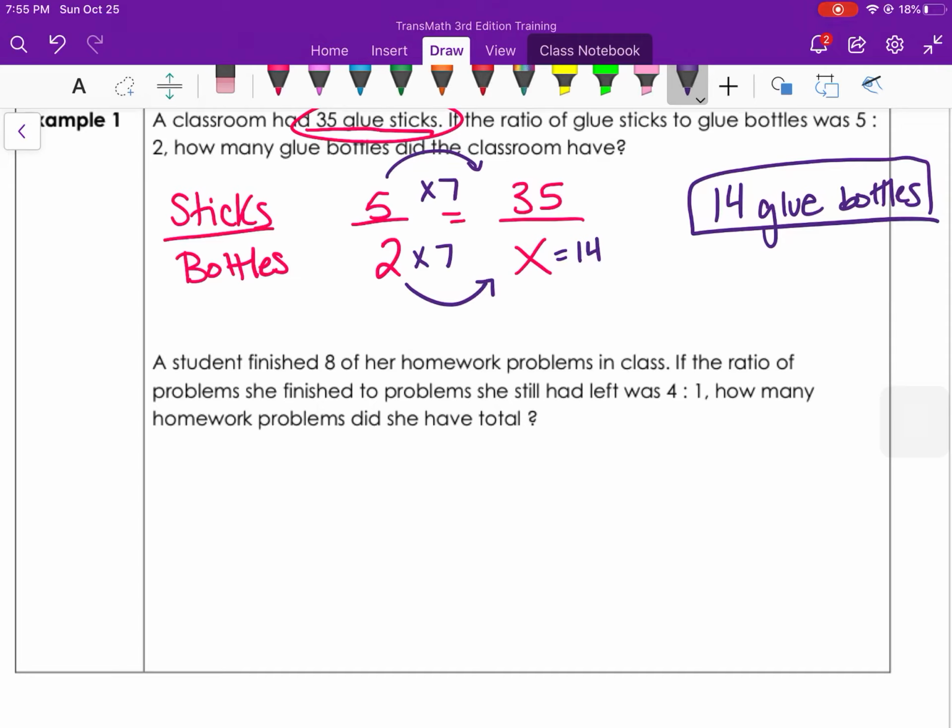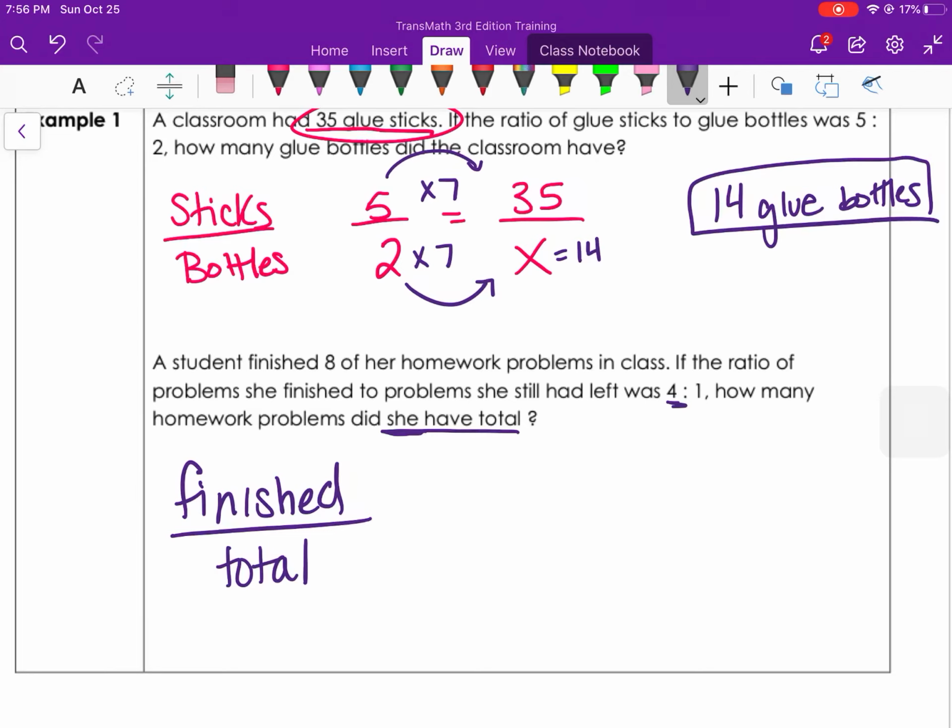A student finished 8 of her homework problems in class. The ratio of problems she finished to problems she still had left was 4 to 1. So problems she finished, 4 to every 1 she had left. How many homework problems did she have total? Since I'm looking for the total, this is a part to whole relationship. So we need to set it up that way. She finished 8 of her problems in class, so we're going to have to do finished to total.